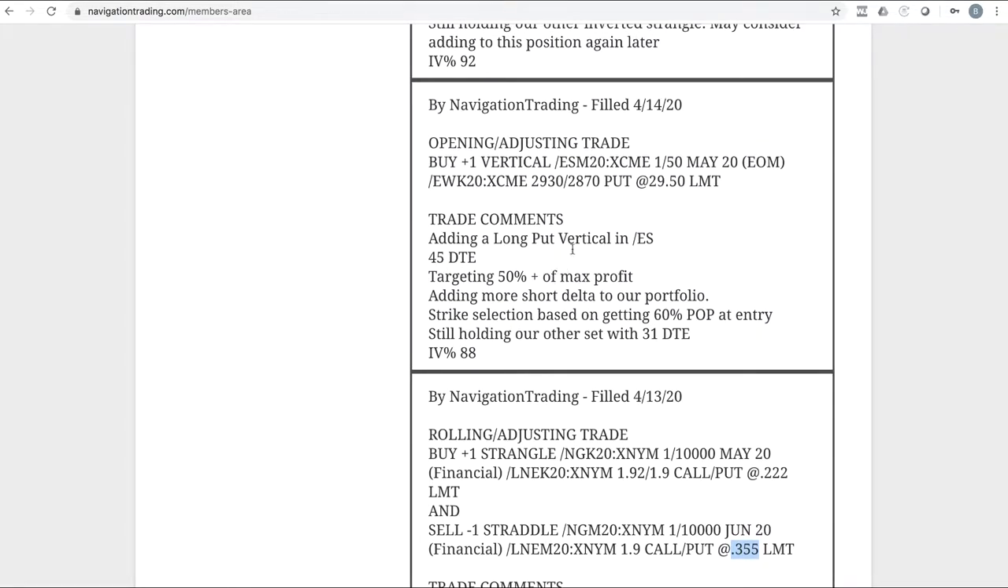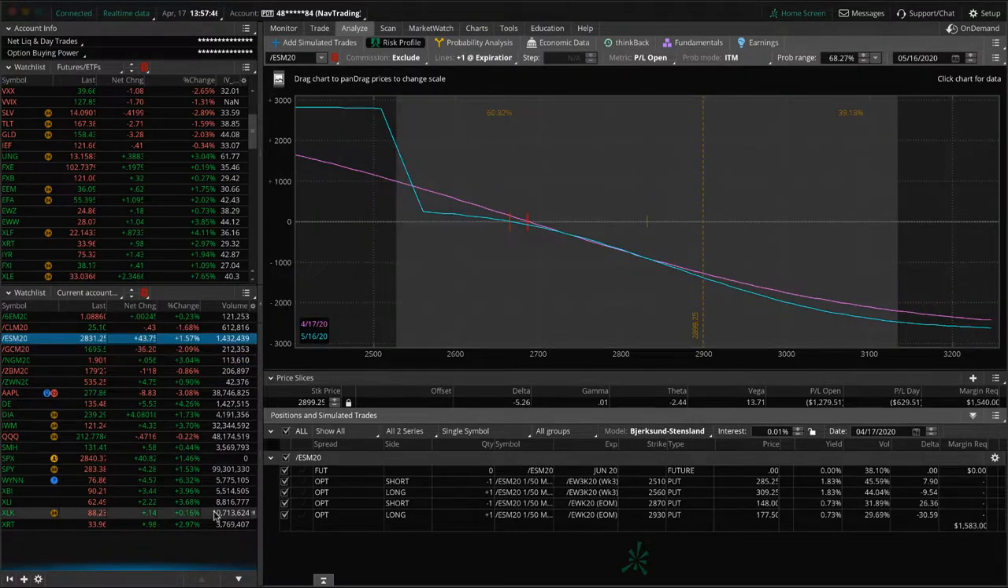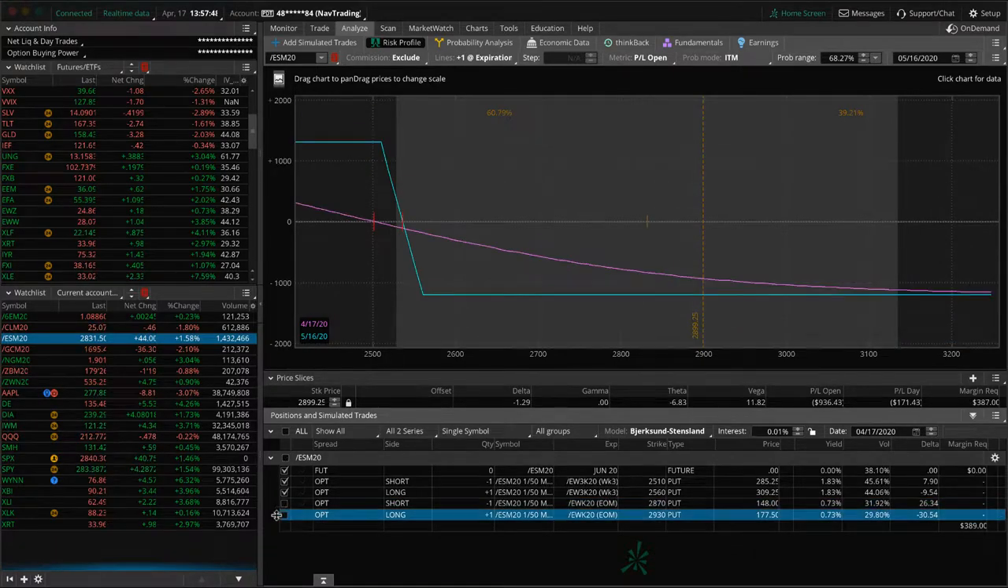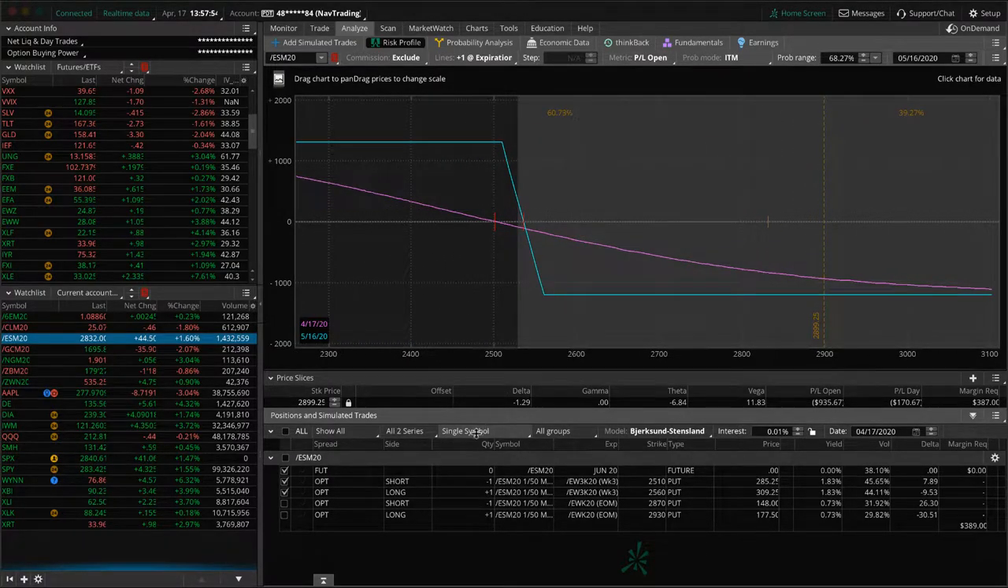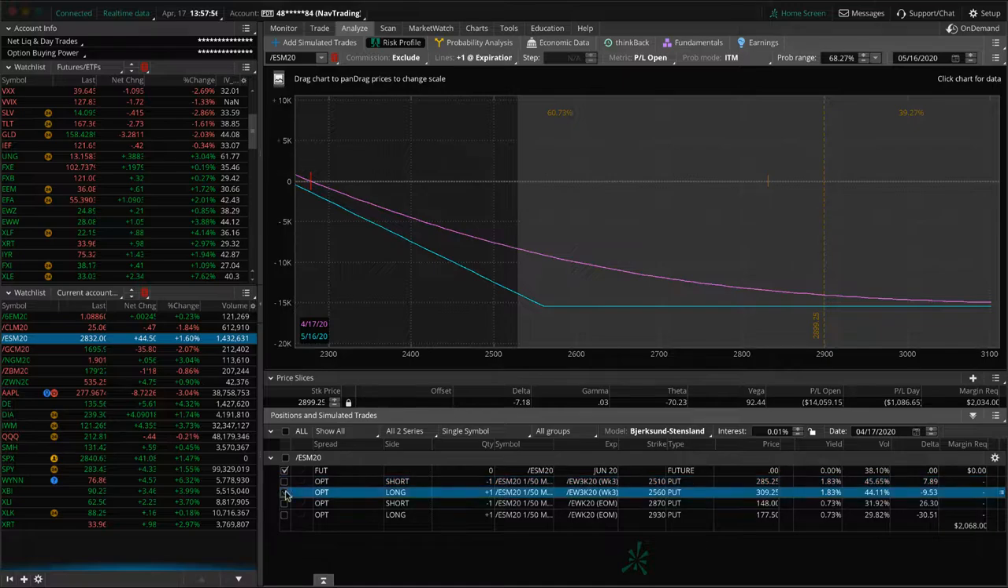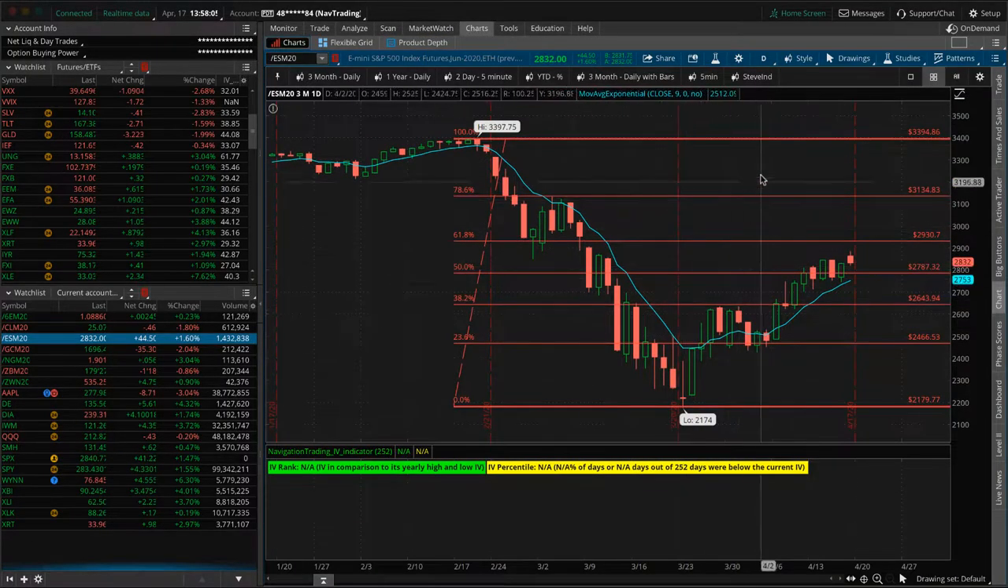Next trade, opening adjusting trade in ES. So we added a long put vertical in ES just to add some more short delta exposure. And so we've got two sets now. If we take a look at ES, we did these in just slightly different expiration cycles to kind of keep track of them. This one is way out of range, so we need some down movement to get back in. And then this one is the one we just put on, and price is pretty close to where we put it on.